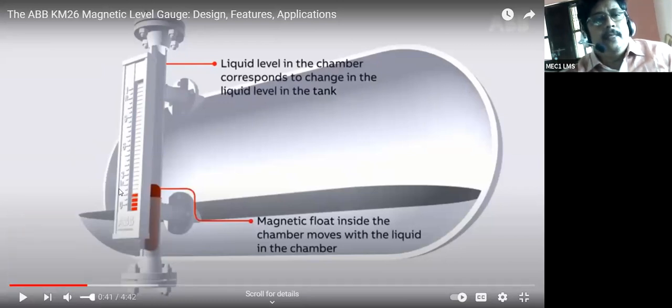Correct. So here, see, this is the vapor. When the level increases, automatically this will also increase here. There may be a scale on it, right?